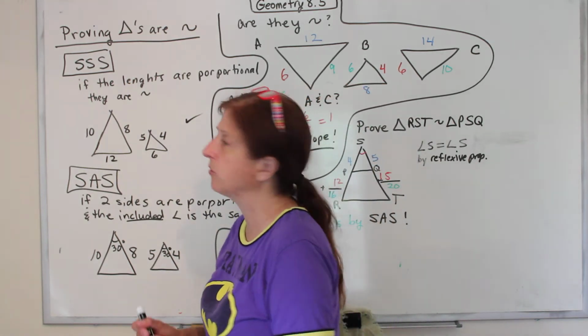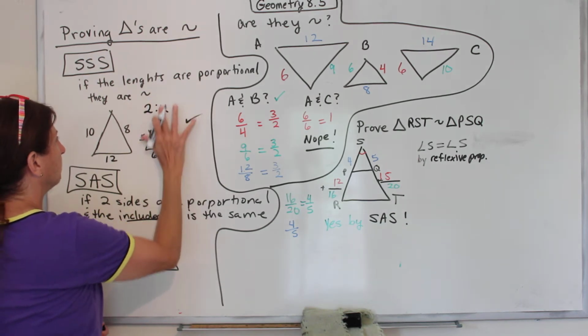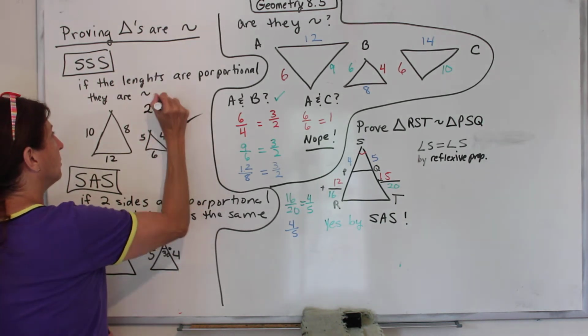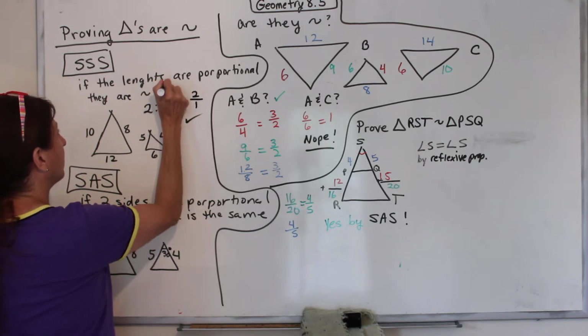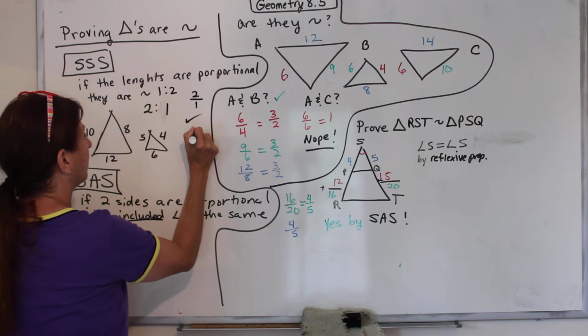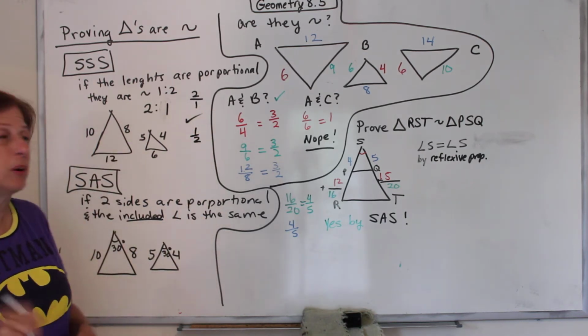So if we made those a proportional statement, you could write it 2 to 1, or you could write it 1 to 2, depending on which one you put on top and which one you put on bottom.